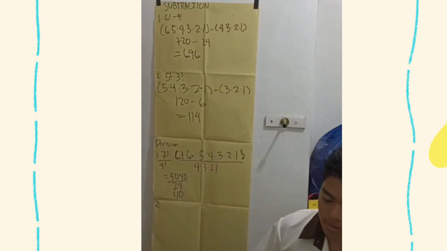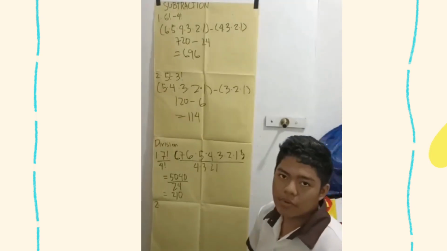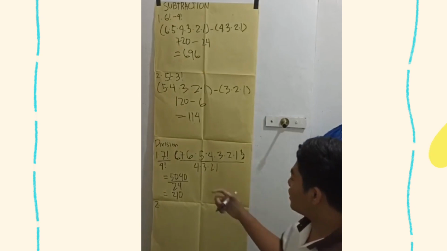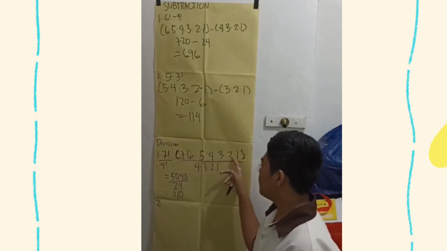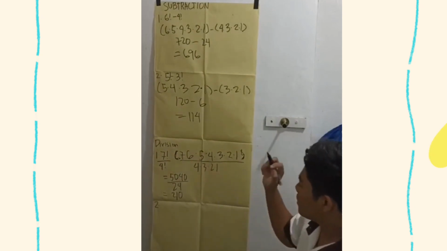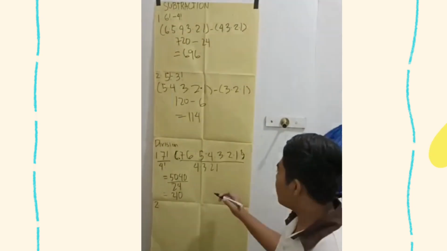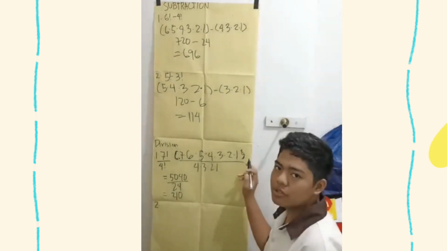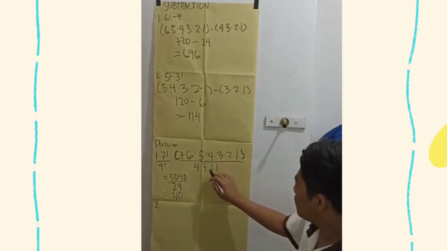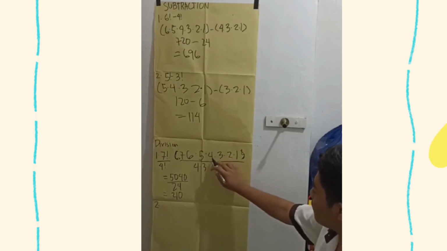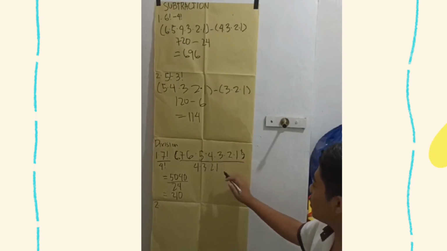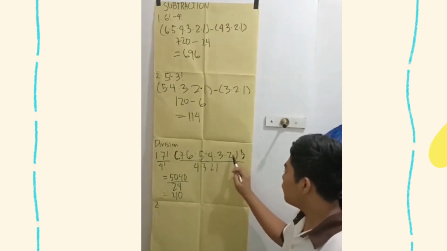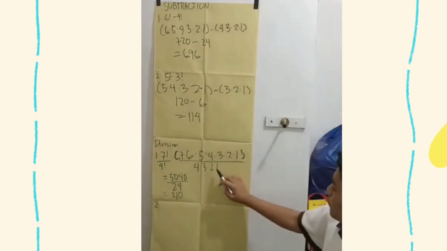Mas mainam gawin to, cancellation. Paano nga ba yung cancellation? In-expand na natin itong 7 factorial and 4 factorial. Sa cancellation, kung ano na yung magkapares na number dito sa taas tsaka ibaba, or numerator tsaka denominator. Sa numerator, magkapares ang 4, 3, 2, and 1. 4 divided by 4 is 1, 3 divided by 3 is 1, 2 divided by 2 is 1, and 1 divided by 1 is 1.